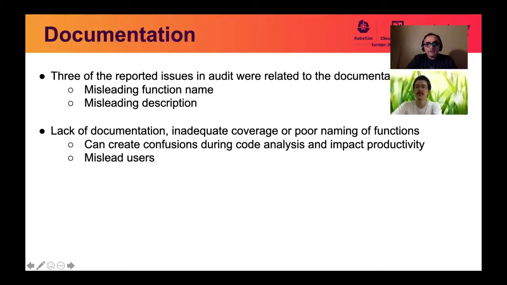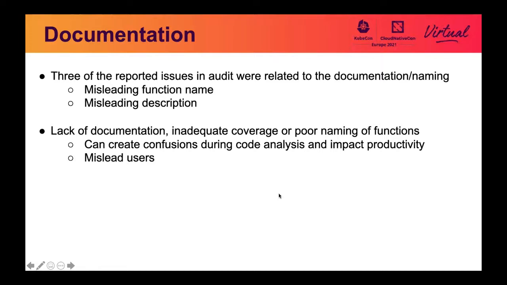The other thing I would mention here is the documentation. We need to make sure that you have proper documentation for the software, in the code. You may not see that as a direct impact on the security of your project, but three of the reported issues that we had in the etcd security audits were related to documentation and naming of functions. We had a couple of functions with misleading names.